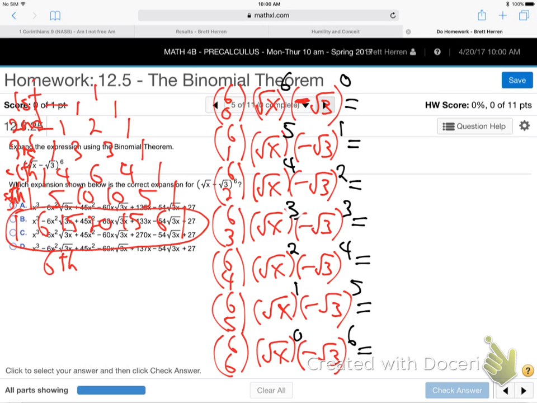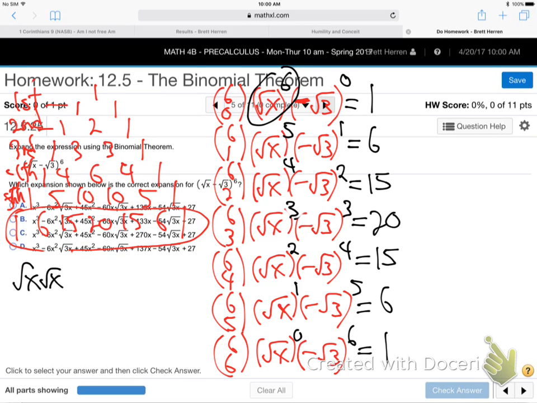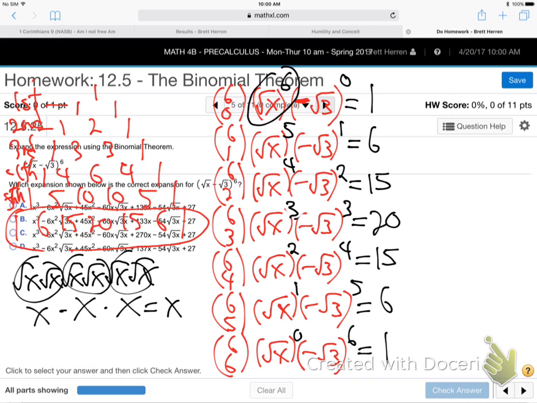All right, now we can do those roots. We got the coefficients first off, the 1, 6, 15, 20, 15, 6, 1 from Pascal's triangle. Then we have to do the roots. What is the root of x to the 6th power? How comfortable are you with roots? Every 2 roots make a normal x, so that's x, x, x. It's x cubed. And anything to the 0 power is 1, so that term is just 1 times x cubed times 1. Good so far? Root of x to the 6th power is x cubed.